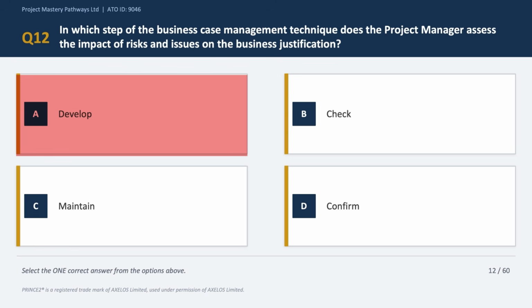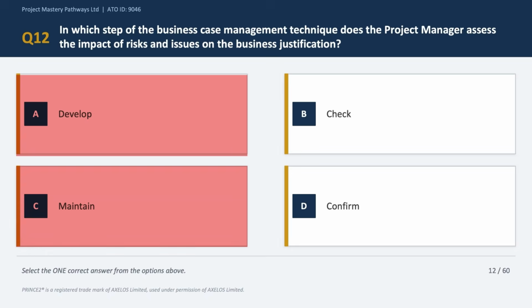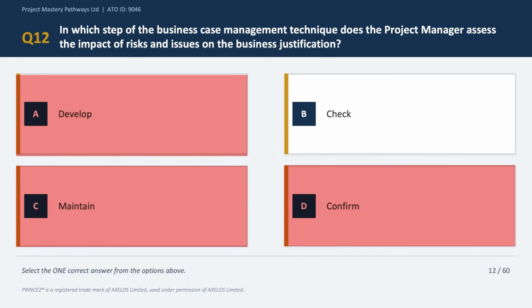Option C says maintain. Now during maintain, the project manager updates the business case with the actual progress data such as costs incurred and benefits realized. Now that is quite different from assessing risks and issues. So option C is incorrect as well. Option D says confirm. Now this step happens after the project closes, when the business reviews whether benefits have been realized in practice or not. So that is why option D doesn't fit. So it is an incorrect answer choice.